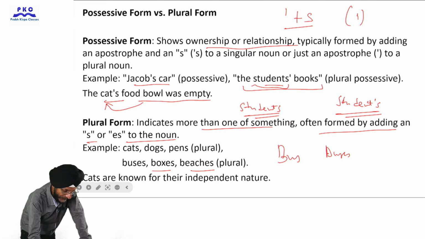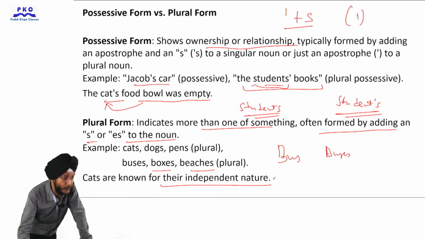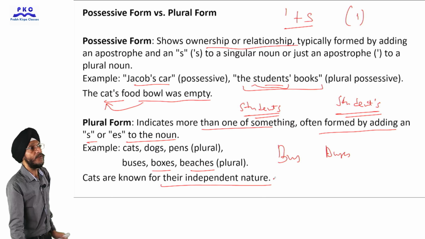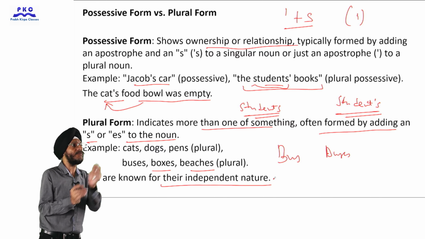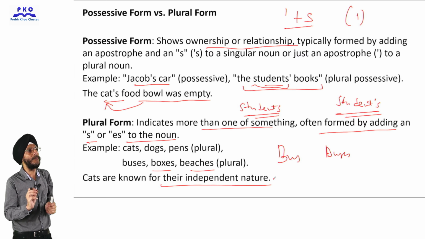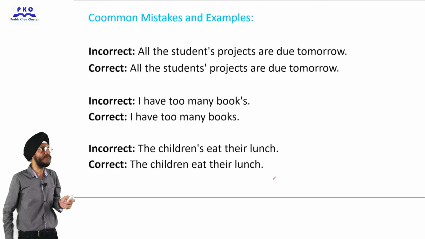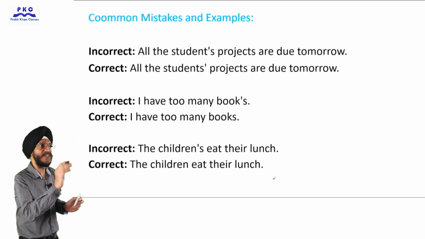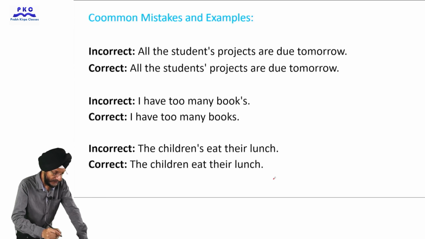The plural form of cat is cats. Cats are known for their independent nature. So while writing a sentence, we are not to mix possessive form with plural form or vice versa. So, common mistakes and examples.